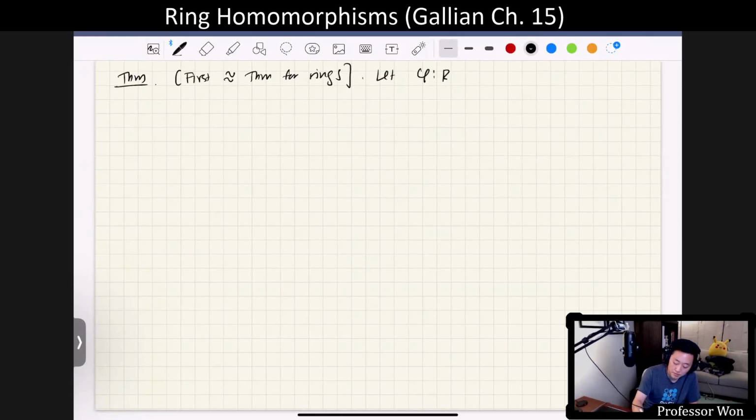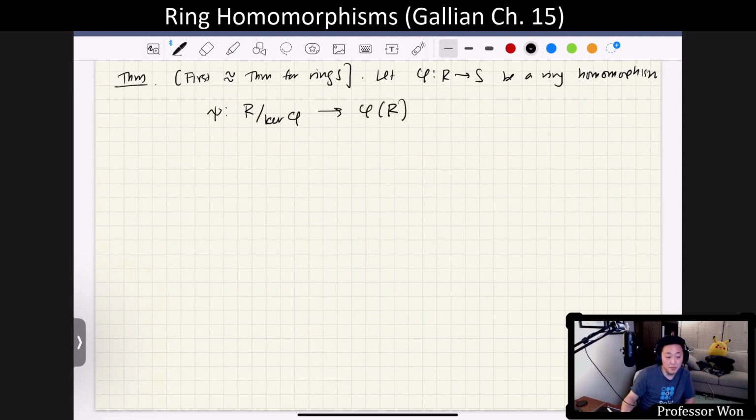Suppose we have a ring homomorphism phi from R to S. Then we define a map psi from R mod the kernel of phi to the image. Okay, we're going to define this map and then prove that it's an isomorphism. Well, what do the elements of R mod the kernel of phi look like? They look like cosets of the kernel of phi. They look like R plus kernel phi. Where should we map it to in the image of R? There's really only one natural choice. We should map this to phi of R.